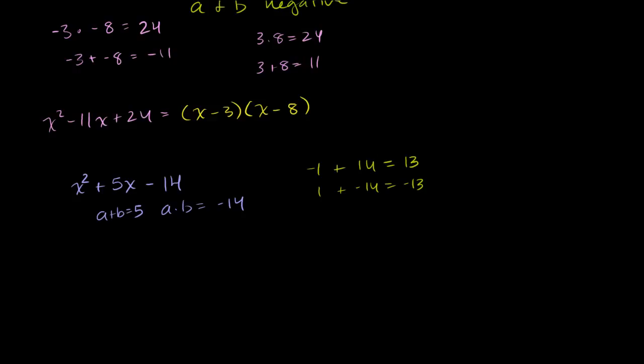Now what about 2 and 7? Let me do this in a different color. If I do negative 2 plus 7, that is equal to 5. We're done. That worked. We could have tried 2 plus negative 7, but that would be equal to negative 5, so that wouldn't have worked. But negative 2 plus 7 works, and negative 2 times 7 is negative 14. So there we have it. We know it's x minus 2 times x plus 7. That's pretty neat. Negative 2 times 7 is negative 14. Negative 2 plus 7 is positive 5.